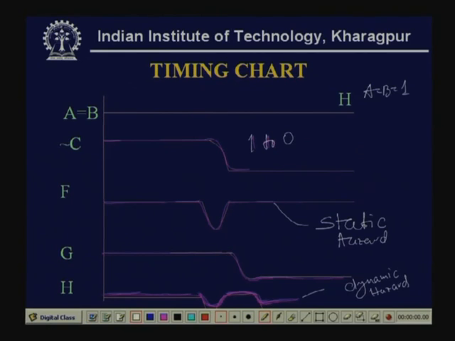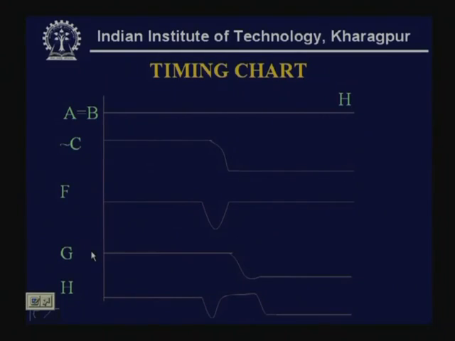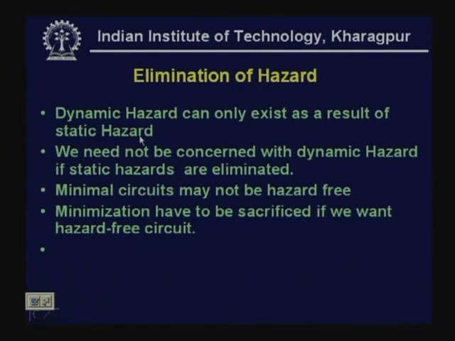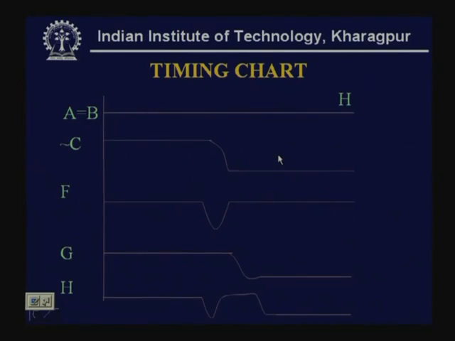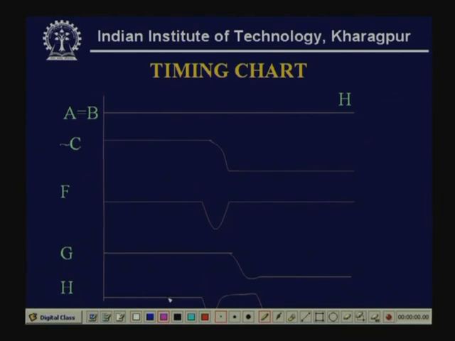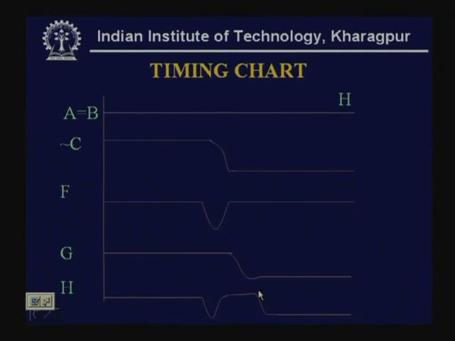Unless the static hazard exists in the circuit, or say we would not get the glitch in this F line, then there will be no glitch in the H line. So, mainly as the static hazards exist in the circuit, that is why we get some dynamic hazards, that means some more added hazards with the static hazards, and we define this as the dynamic hazards. So, dynamic hazards can only exist as a result of static hazards, and we need not be concerned with dynamic hazards if static hazards are eliminated. So, that means in the previous cases, if these glitches are not there, then in the H also there will be no glitch.